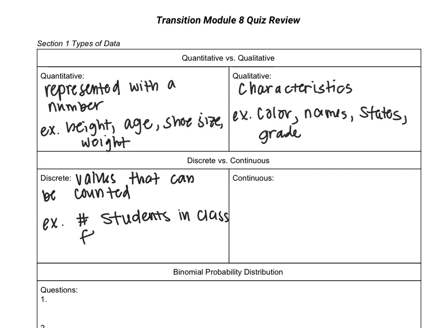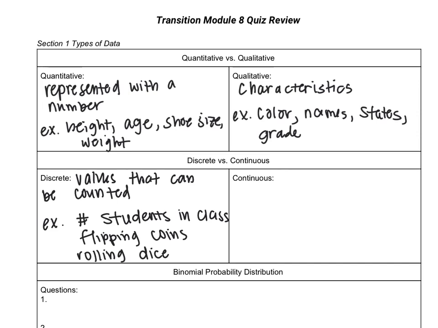Also, flipping coins, you can count the number of heads you get, the number of tails you get, and then lastly, rolling dice, because again, you would see if you got 1s, 6s, something like that.